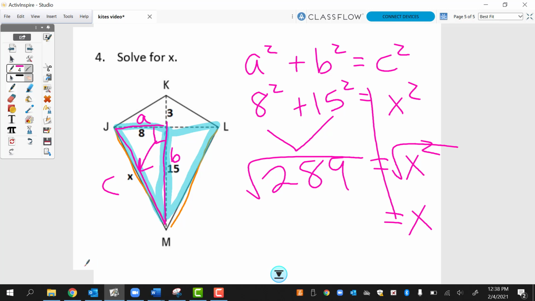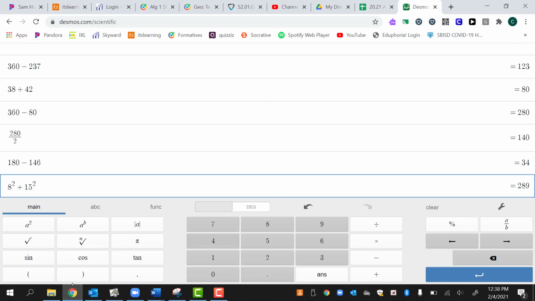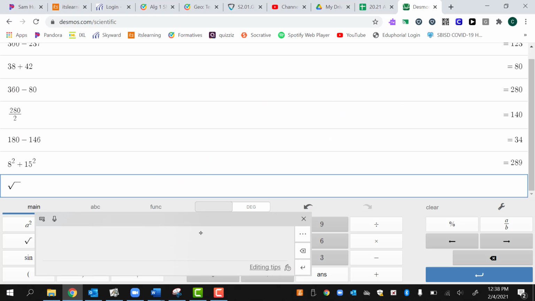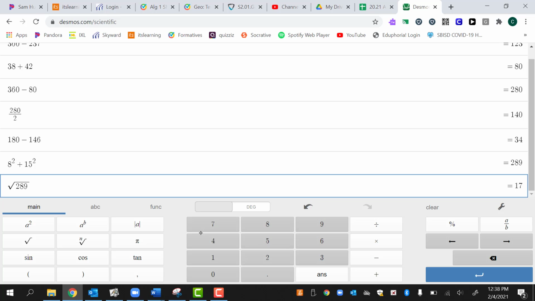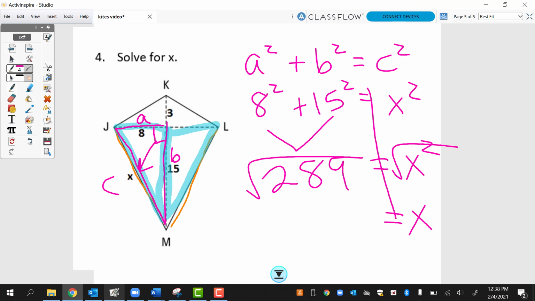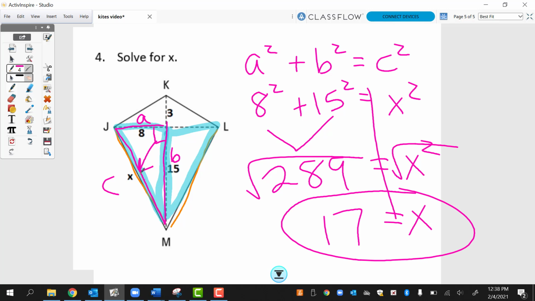And we're going to get a decimal probably. So we're just going to go ahead and type that in. Square root of 289. Oh, it's a whole number, 17. Lucky times. So that means that side, that slanted side is 17. I also know this side is 17.